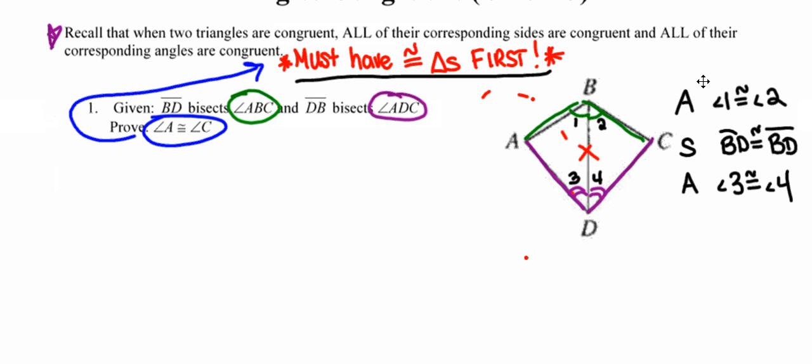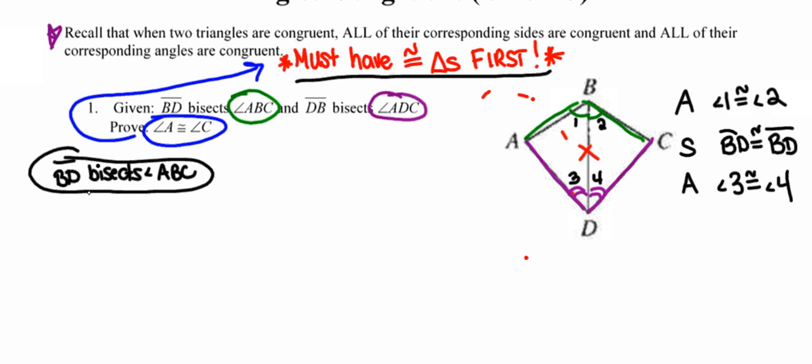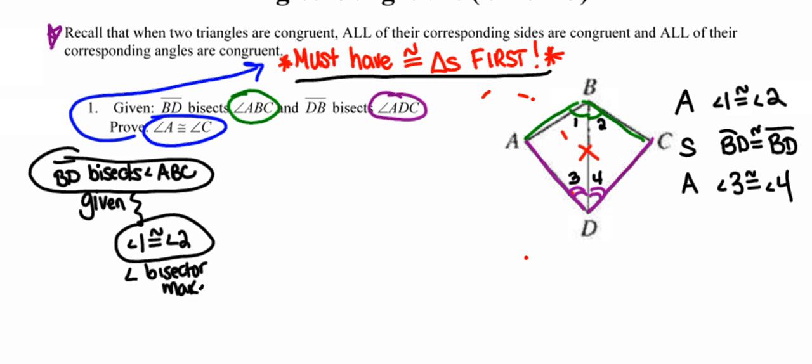All right, so somewhere I want to write about these angles 1 and 2 being congruent. I knew they were congruent because of this angle bisector. So I'm going to have a discussion about the angle bisector first. And because of that angle bisector, I know that those two angles at the top of my picture are congruent to each other. The next thing I want to discuss in my proof is this pair of congruent sides, BD congruent to itself by the reflexive property.